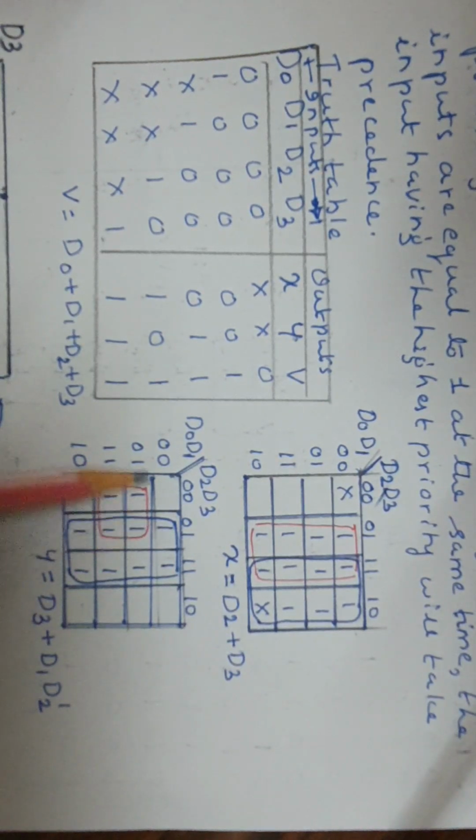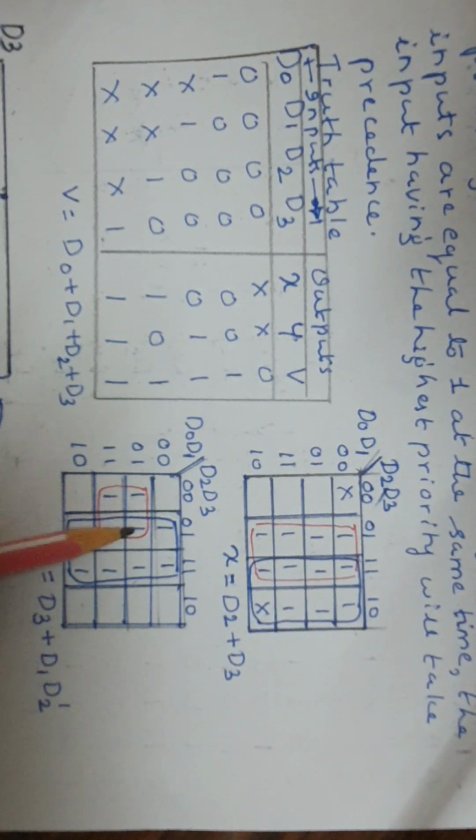For this octet, row wise nothing is common, but these are covered in these columns. 0 1 1 1, this 1, that corresponds to D3. And for this quad, if you take all 4 ones, they are covered in this row, 0 1 1 1, this 1 is common, that corresponds to D1.